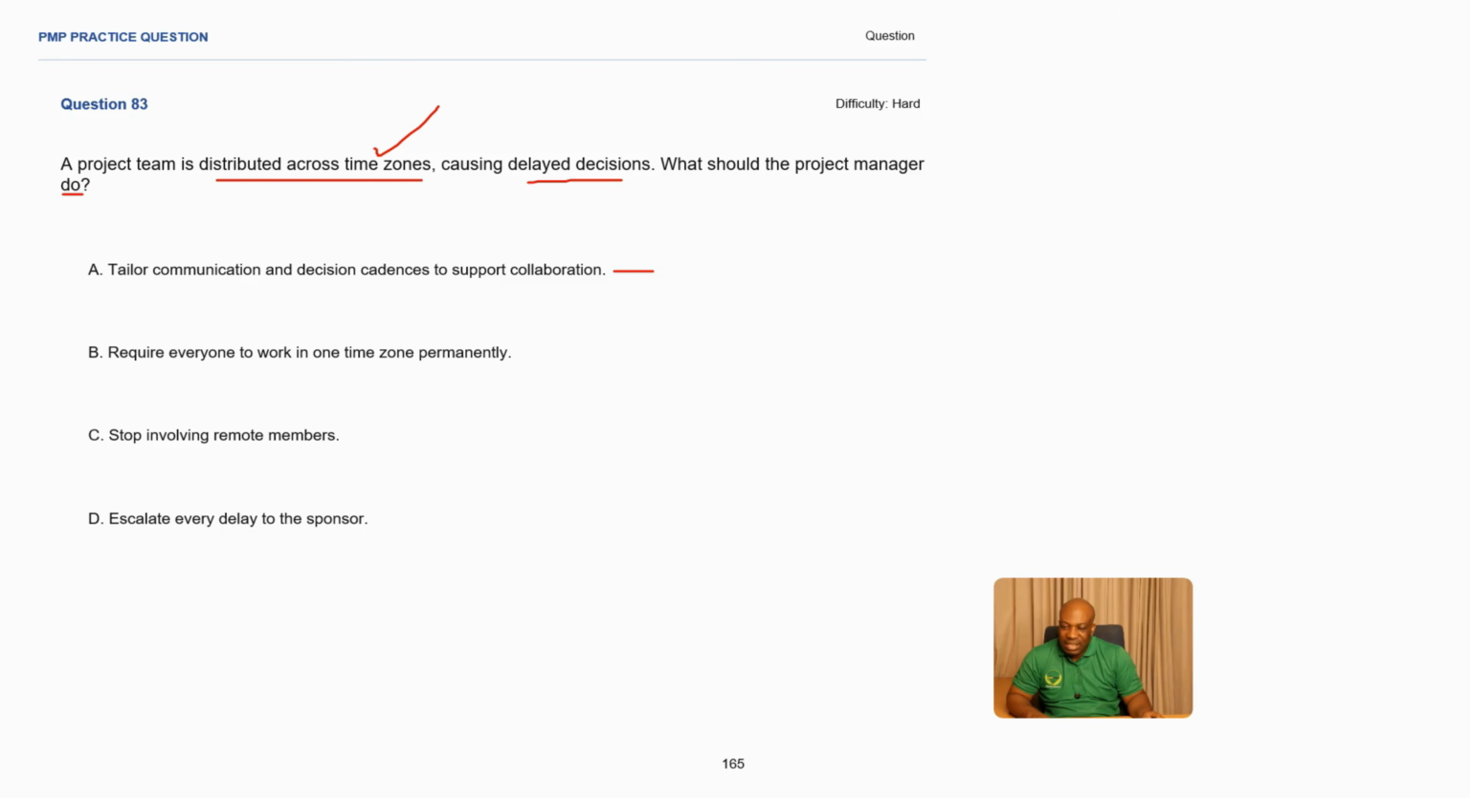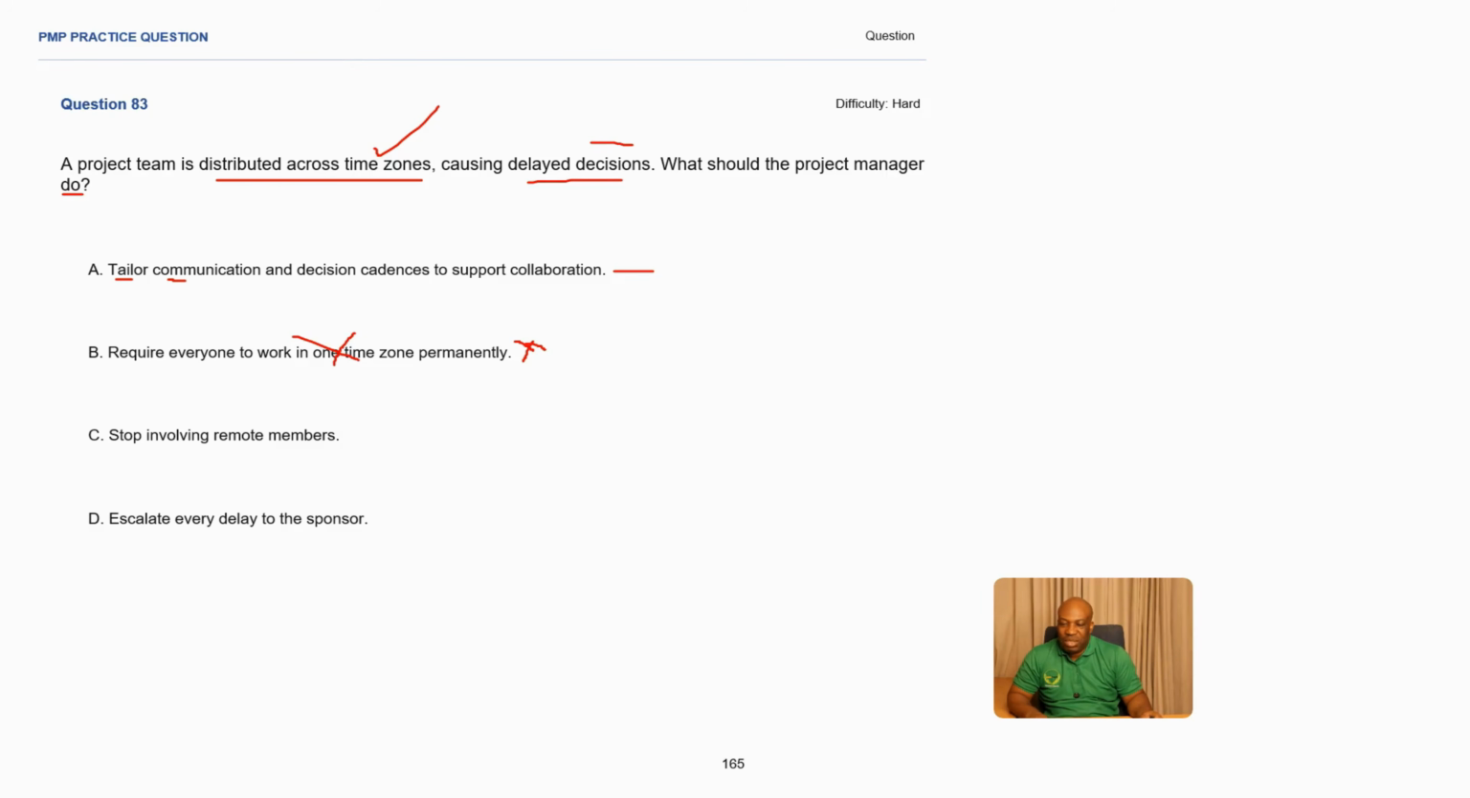I like the word tailor communication because we have different time zones here, and decision is also part of communication. Require everyone to work in one time zone permanently. I don't think this is going to be feasible. Every time zone is going to be different. And in this day and age, most projects are done by people sitting remotely in different time zones, making this an incorrect answer.